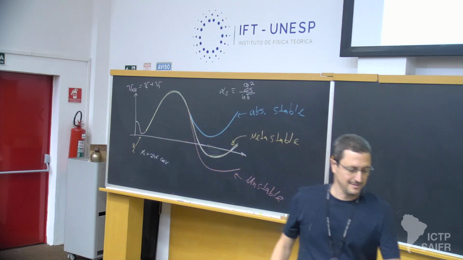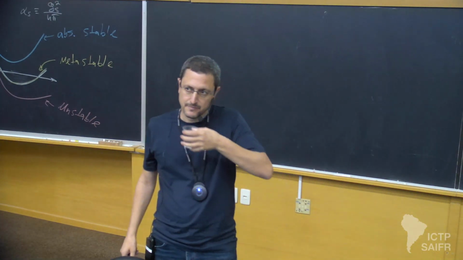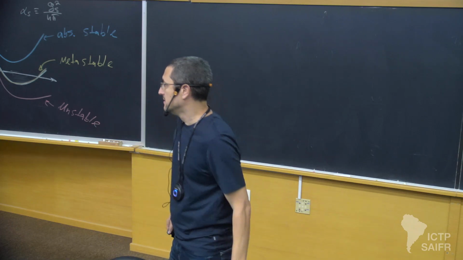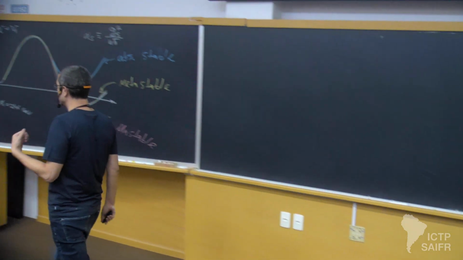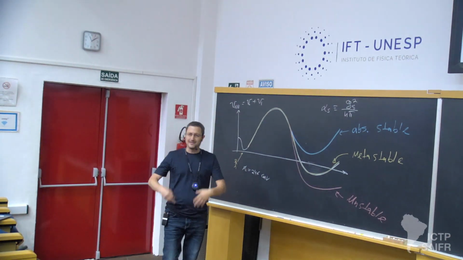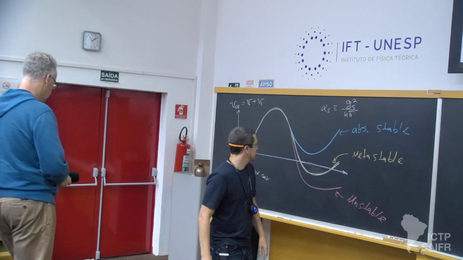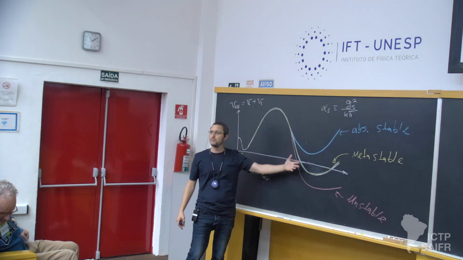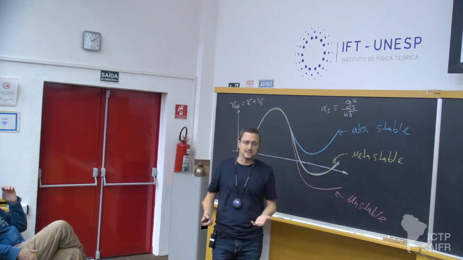Was it always like that, or did it evolve with the expansion of the universe? So the question is, is this shape time independent? The answer in a way is yes. The classical and quantum structure of the potential is just the way it is.